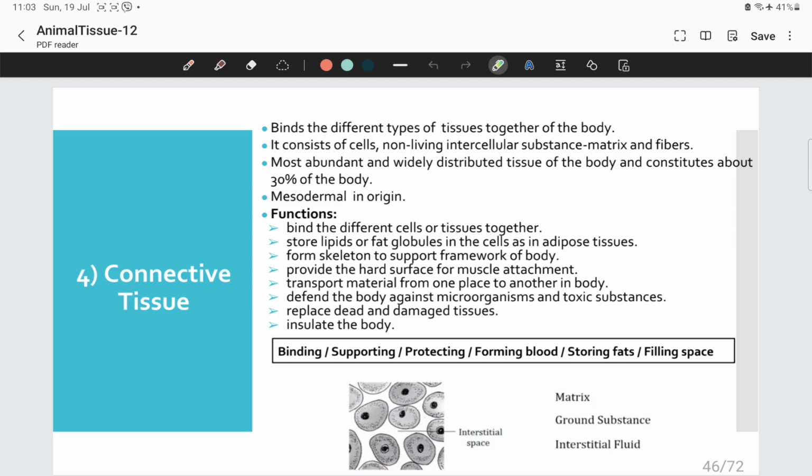So overall, the main functions of connective tissue are binding different tissues of the body. It supports our body. It protects us from foreign particles. It helps to form blood in our body. It stores fat, and it also fills the space present between the tissues.